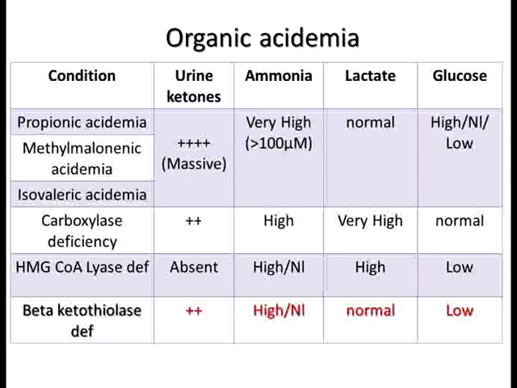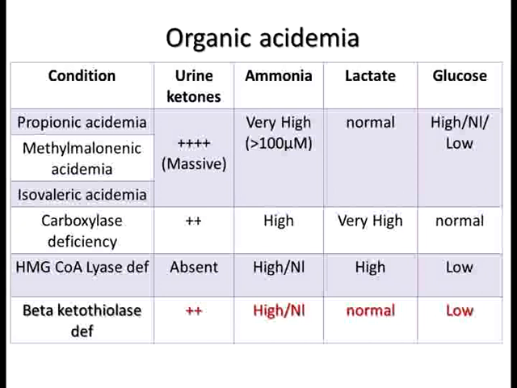So that's something to really take home: when you're seeing a situation of ketosis and a metabolic acidosis, you want to know if the glycine is elevated or not. If it's elevated, it's very suggestive of propionic and methylmalonic acidemia, as well as isovaleric acidemia. So I think these really need to be considered.